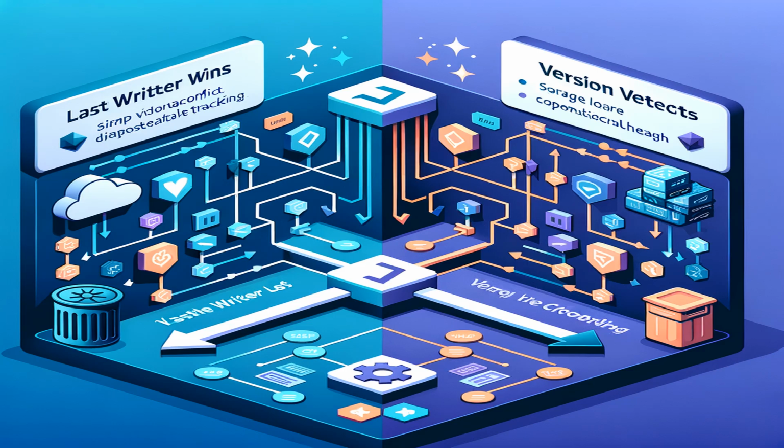Choosing a conflict resolution strategy involves trade-offs. Last writer wins simplifies resolution but can lead to data loss. Version vectors offer detailed history tracking at the cost of increased storage and computational overhead.